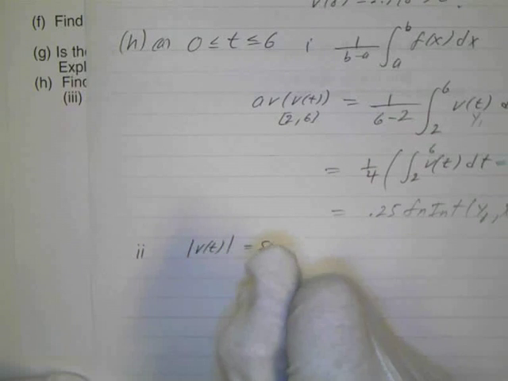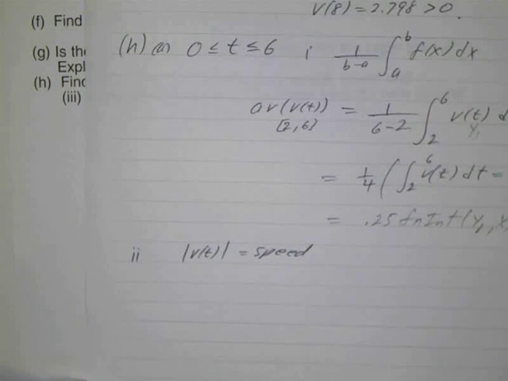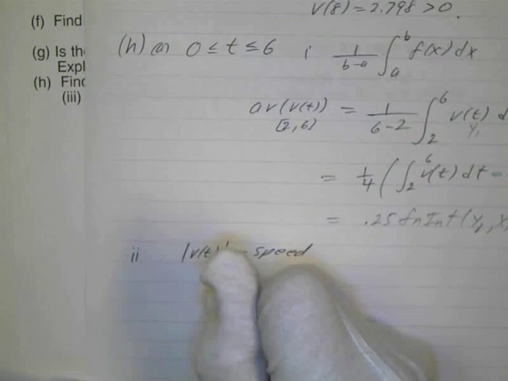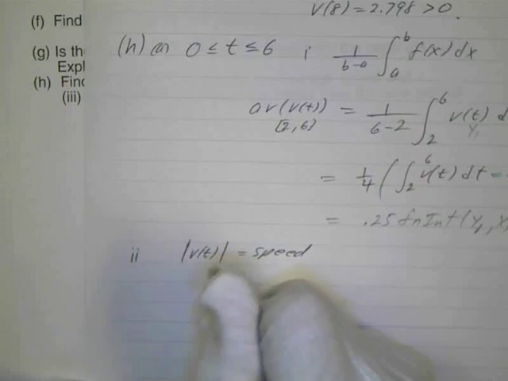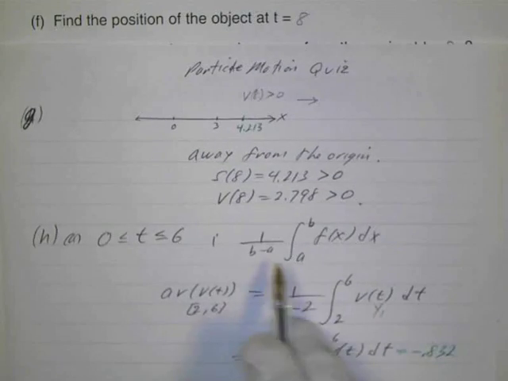Well, remember, the speed is just the absolute value. The average value of the velocity is the speed. And that's, again, one of the formulas that you need to know for your formula test. So again, we're going to do the same thing over here.